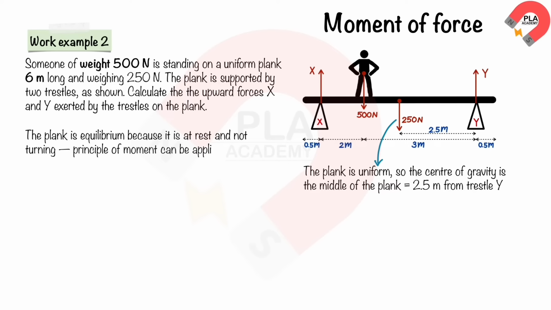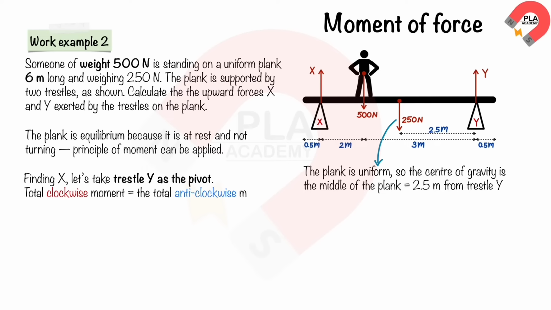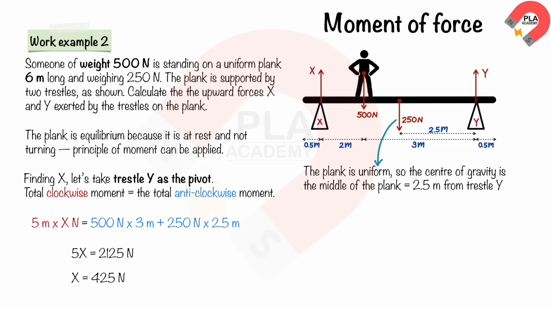So, the principle of moments can be applied. Finding X, let's take trestle Y as the pivot. The total clockwise moment about Y equals the total anticlockwise moment about Y. Total clockwise moment, 5 times X, is equal to total anticlockwise moment, 500 times 3 plus 250 times 2.5. We will get 5X equals 2125. So, X equals 425 newtons.